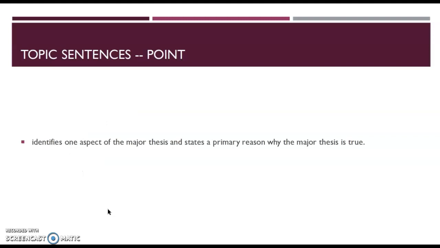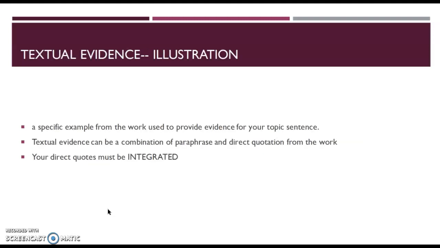Okay. Your topic sentence or your point is going to identify one aspect of the major thesis and state a primary reason why your major thesis is true. So it's not going to be plot related. It's going to be some sort of analytical interpretation that you provide. Your textual evidence or your illustration provides specific examples from the work used to provide evidence for your topic sentence.